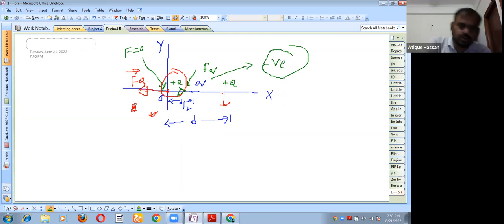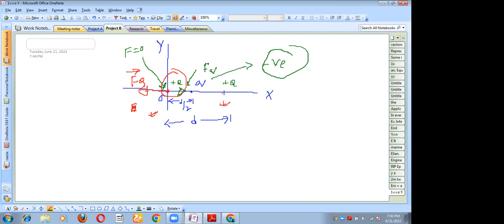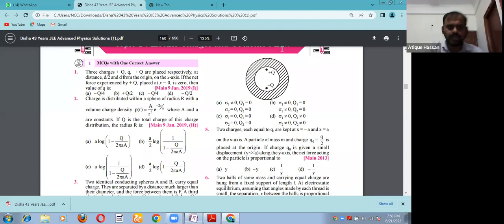Got my point or not? For the force on small q to be towards right, and the force on capital Q to be towards right, the charge on small q should be negative. Now see the options. There are two negative options, minus q by 2 or minus q. So B and C are already omitted.